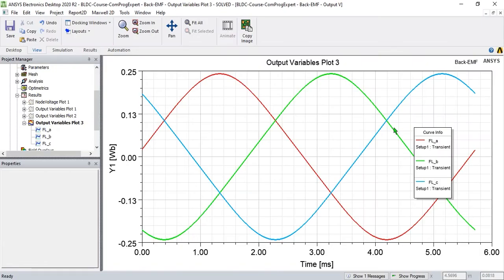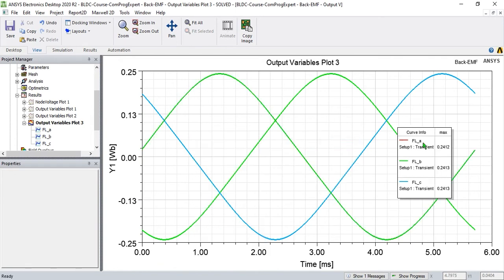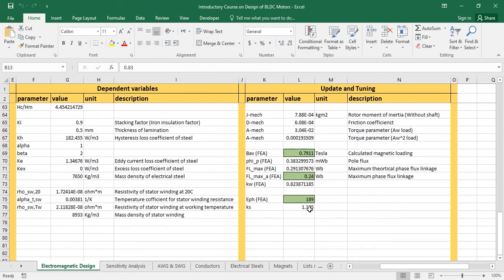So here, trace characteristic, maximum, the maximum phase flux linkage is 0.2412. So I write here, the maximum phase flux linkage is 0.2412. Remember that we can only edit the value of cells with green background. So this is the maximum phase flux linkage calculated by FEA.